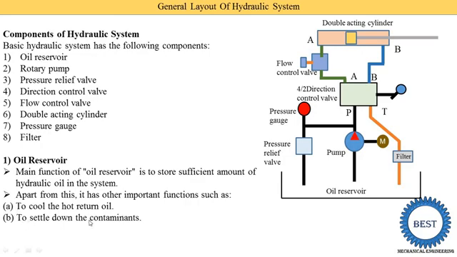The next function is to settle down the contaminants. Due to wear and tear, some of the parts wear out, so metal particles come out with the oil. We need to remove these, which is called removing or settling down the contaminants. The next function is to remove the air bubbles. Why is an air bubble created in the oil? When the temperature of the oil is increased, there is by default a possibility of bubbles being created inside the oil. So we need to remove these air bubbles from the system.